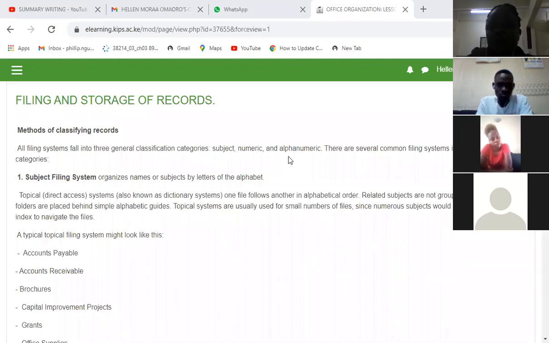For example, you have the units. In college, we call the subjects units. Like now, we have office, so we have a different file for office as a unit. You can have another file for economics. Do you run economics? Yeah, we are running it now. Economics. You have another file for, let's say, QT, quantitative techniques. You have another file for another unit, accounting. So that one, we call it subject filing. So you file according to names or the topics.